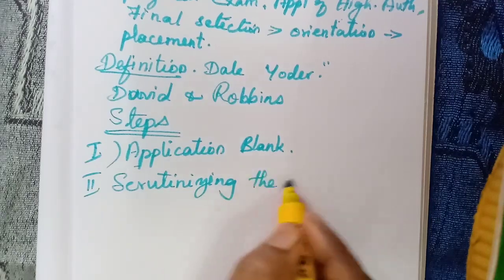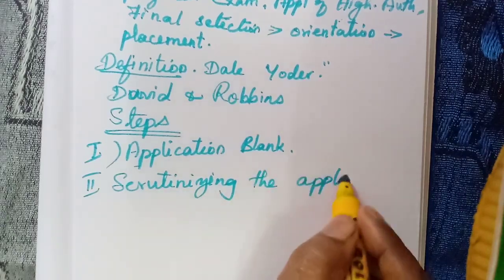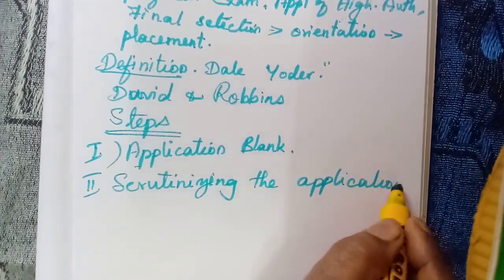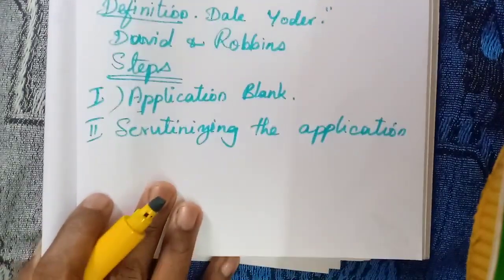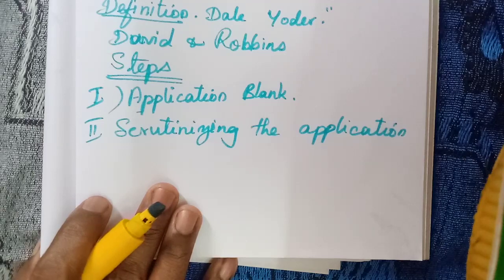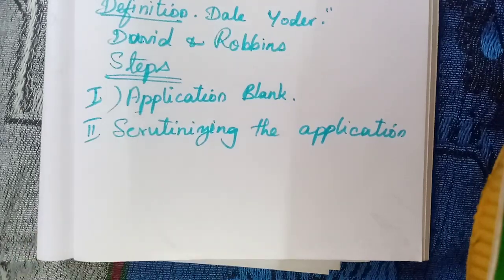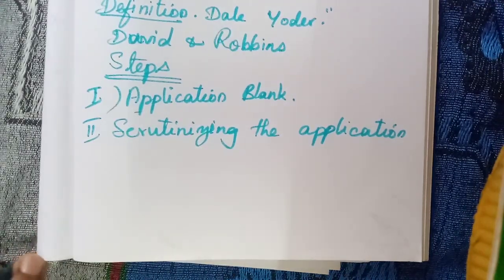The second step is scrutinizing the application. Now they have received the applications. They may receive many applications, isn't it? Maybe the posts needed are 1,000, but if they have received lakhs of applications, what will they do? They have to reject some of the applications.